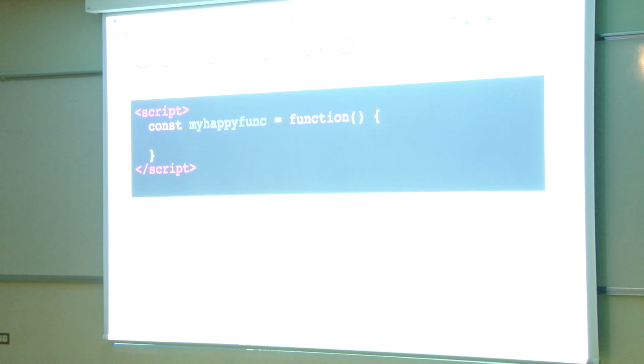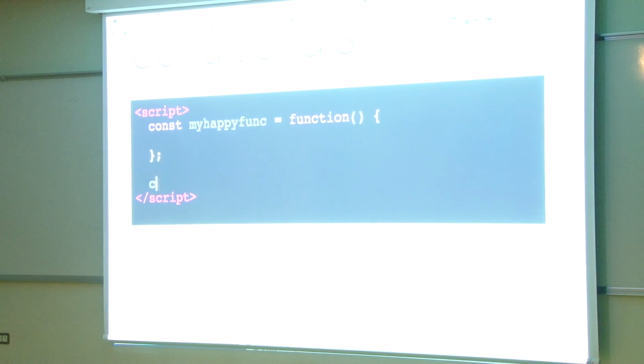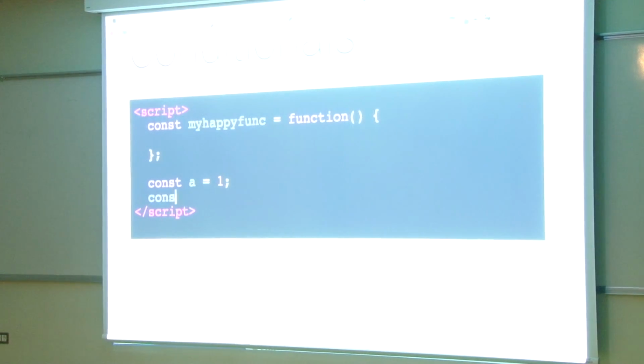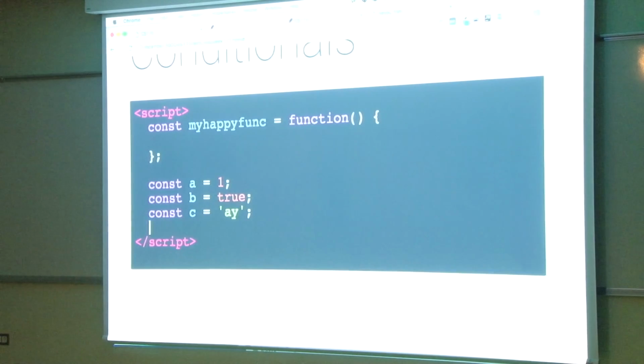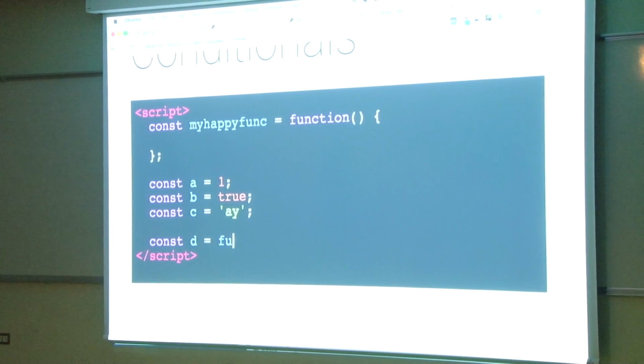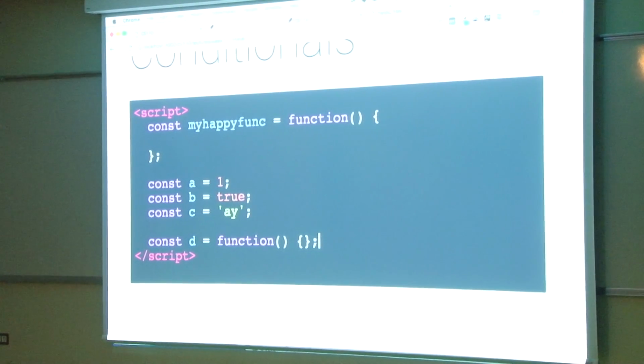One more thing that I'm missing. Semicolon. Just like here, const A, I put a number, semicolon, or I do const B and I put a boolean, true, semicolon, or I do a const C and I put text, semicolon. In the same way, const D function, semicolon. Same syntax. Yes? Good. So I have a function.